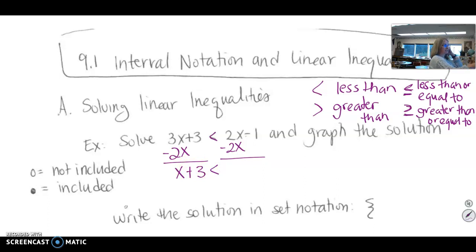2x minus 2x is 0, so I'm just left with negative 1 on this side. And then continue solving. We're going to subtract 3, and I end up with x is less than negative 4. So this is my solution. x is less than negative 4.